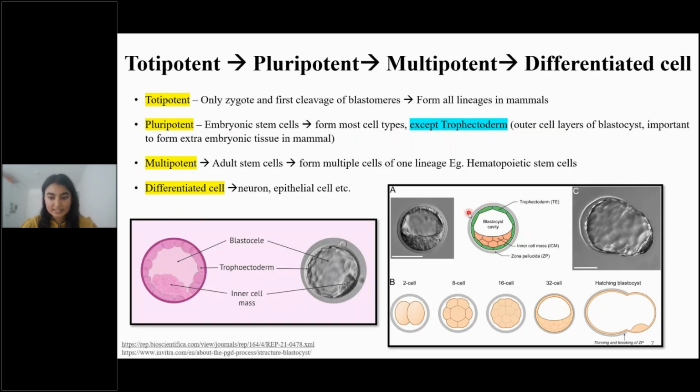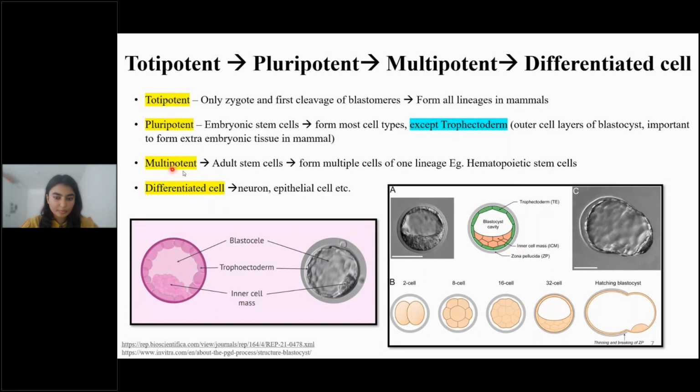So we saw this stage when the cell was dividing, right? So after a certain time, we see there is this inner cell mass and the outer layer. It's called the trophoectoderm. So these cells, the inner cell mass, they are only called the pluripotent cells and not the trophoectoderm. So this trophoectoderm is basically the outer layer of the blastocyst, right? We saw the blastocyst, which forms during day 8. So the outer cell layer of the blastocyst is important to form the extraembryonic tissue in mammals, right?